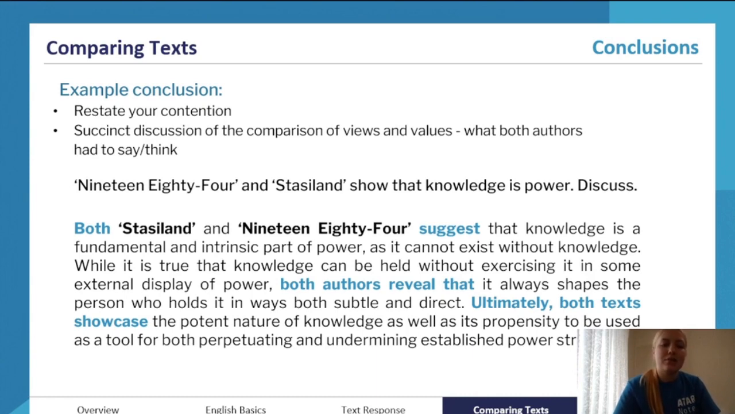So, again, in response to 1984 and Stasiland, the prompt is that they show that knowledge is power. So, our restated contention is that both Stasiland and 1984 suggest, we're signposting that this is a similarity in contention, that knowledge is a fundamental and intrinsic part of power, as it cannot exist without knowledge. While it is true that knowledge can be held without exercising it in some external displays of power, both authors reveal that it always shapes the person who holds it in ways both subtle and direct.